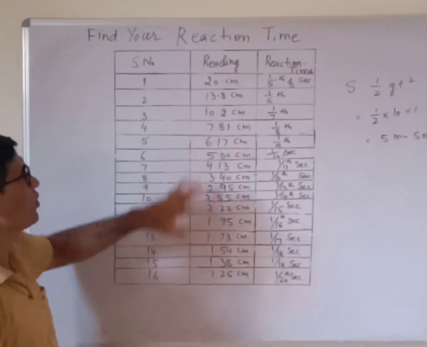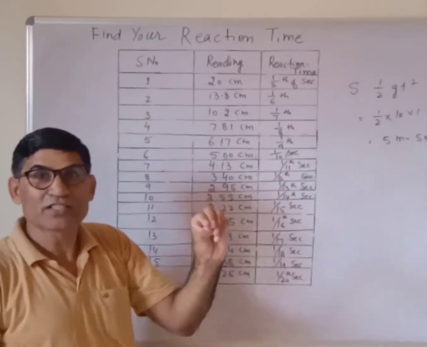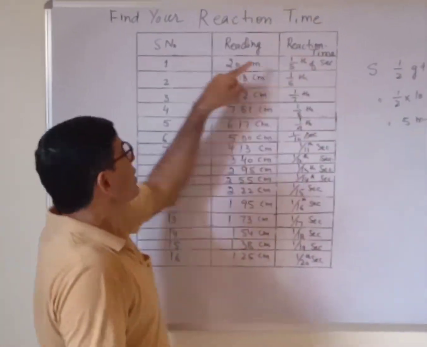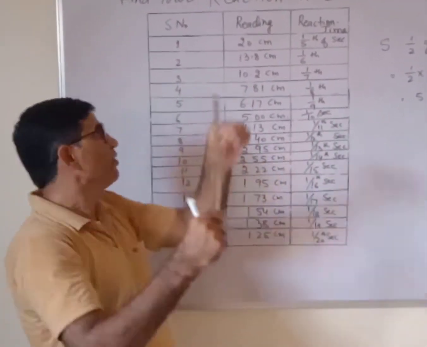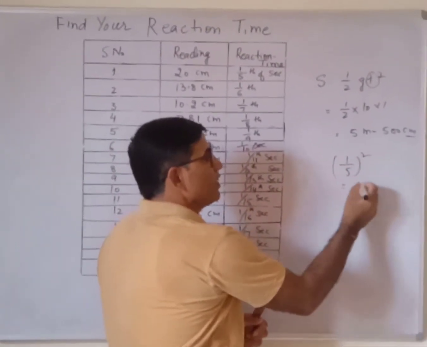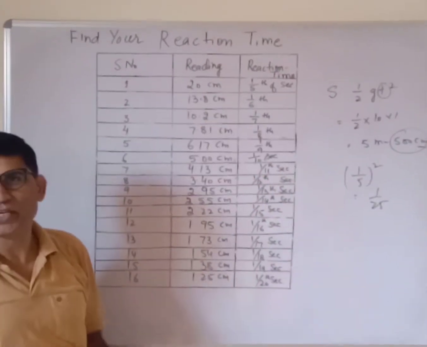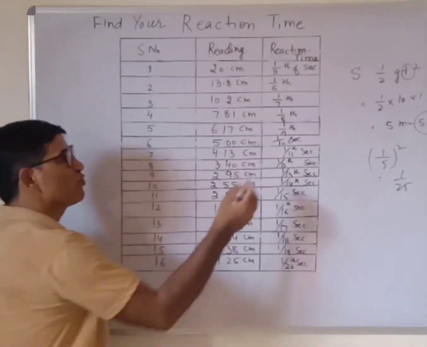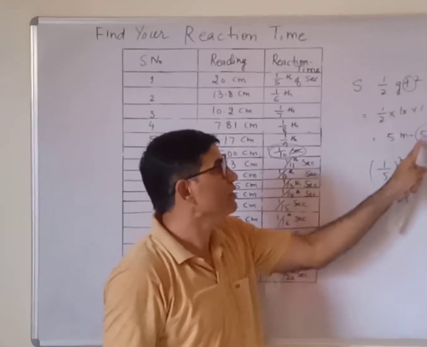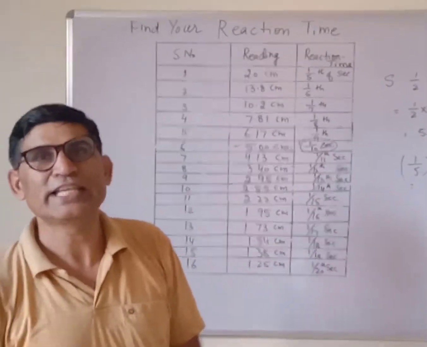First I explain the logic behind this table. If anyone has a reaction time of 1/5 of a second, meaning his brain takes action in the 5th part of a second, then the distance covered on the scale will be 20 centimeter. Why? Because if t is 1/5, then t square is 1/25. We divide 500 by 25, it will be 20 centimeter. Likewise, if the reaction time is 1/10 of a second, I substitute t as 1 by 10, t square is 1 by 100, and the distance will be 5 centimeter. So this table will help you quickly gauge your reaction time.